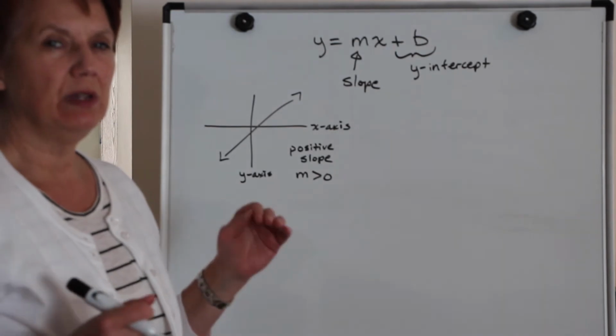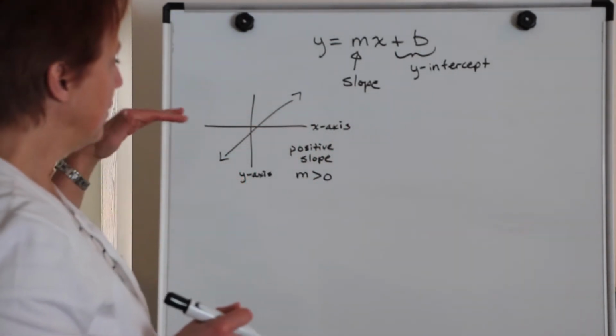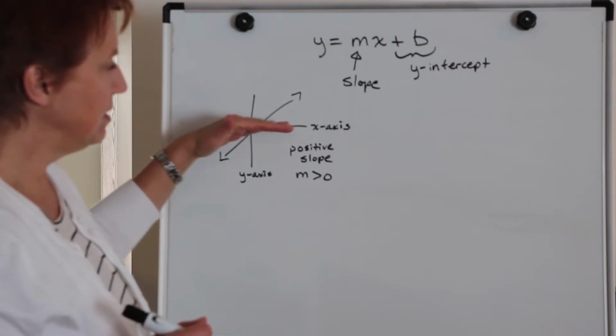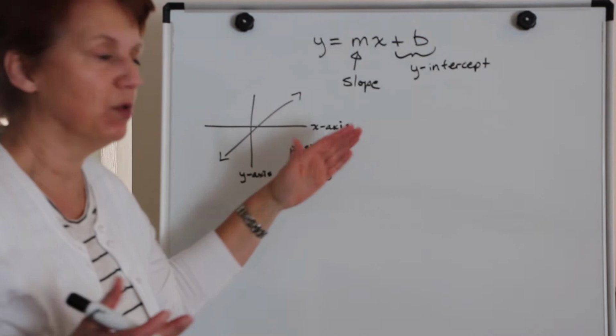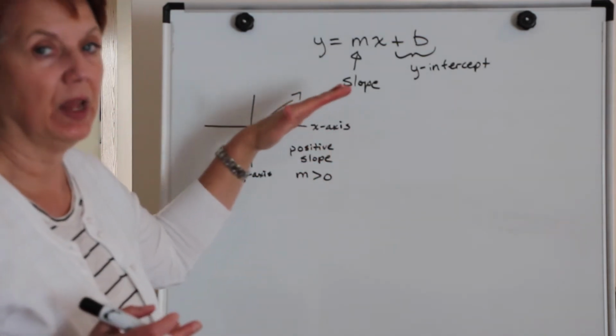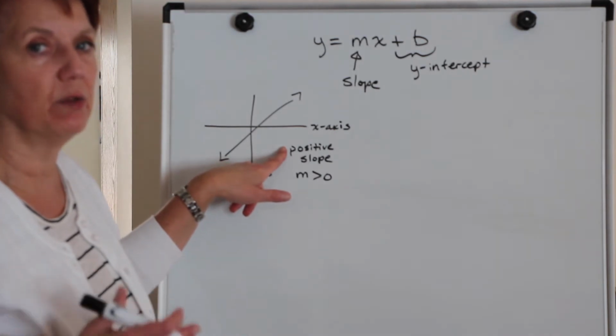So we always read graphs from left to right, not the other way around, okay? So as you're increasing on the x-axis, as x is getting bigger and bigger, what's happening to y? Well, y is getting bigger as well. As a result, we say it's a positive slope. We know that it is increasing, therefore it's positive.